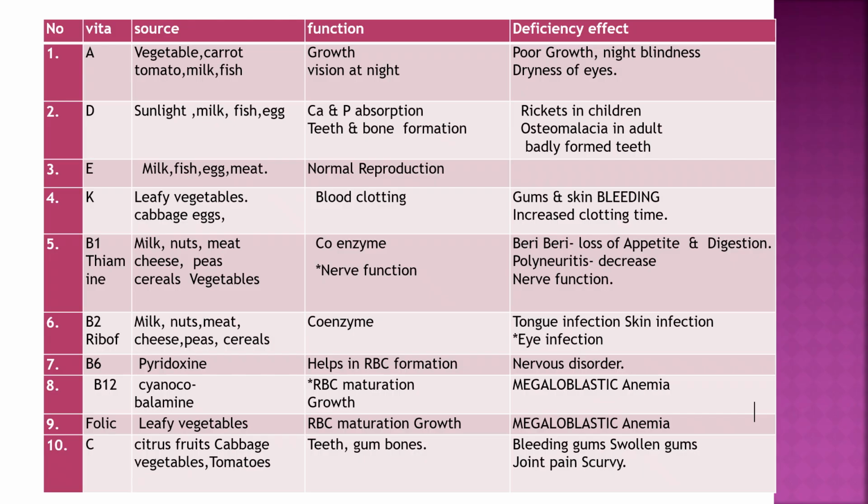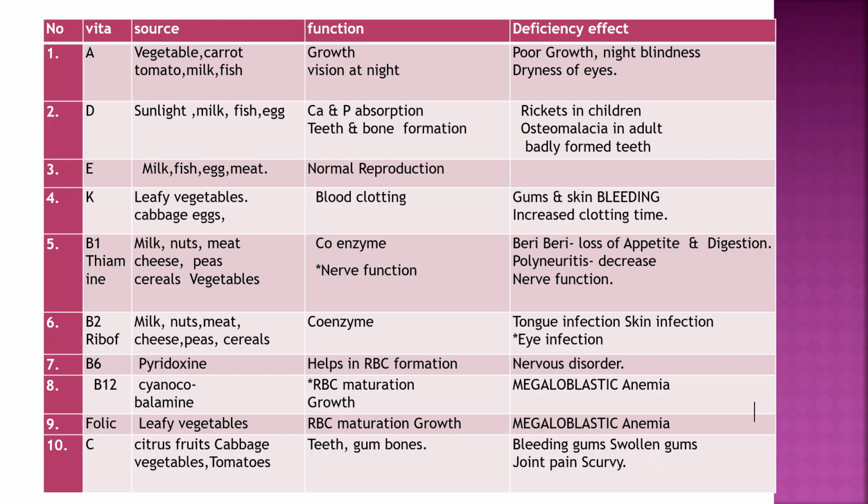D, source: sunlight, milk, fish, egg. Function: calcium and phosphorus absorption, teeth and bone formation. Deficiency: rickets in children, osteomalacia in adults, badly formed teeth. E, source: milk, fish, egg and meat. Function: reproduction. K, source: leafy vegetables, cabbage, eggs. Function: blood clotting. Deficiency: gums and skin bleeding, increased clotting time.